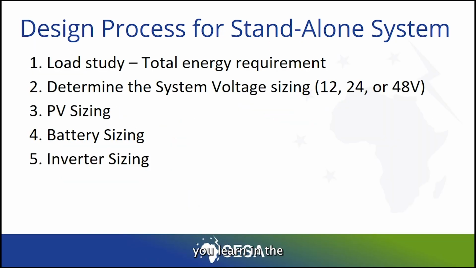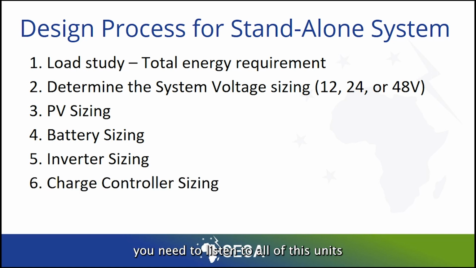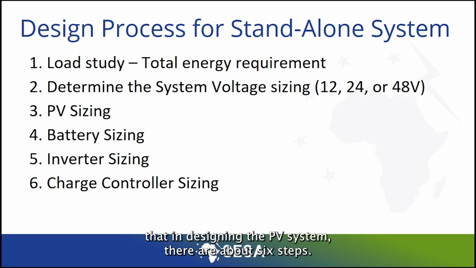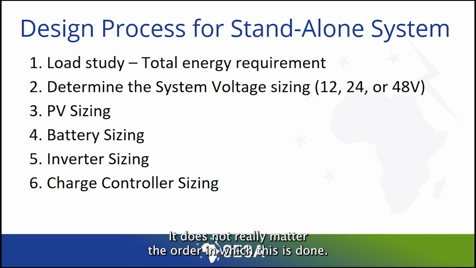You learned in Unit 2, Lesson 2 of this unit that in designing a PV system, there are about 6 steps. It does not really matter the order in which this is done, but it is important to begin with the load study that must be done. Then you select the voltage for the system. Then you size the components, the PV, battery, inverter, and select the charge control.